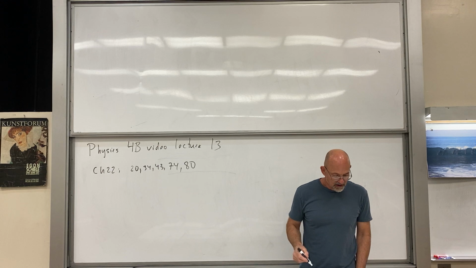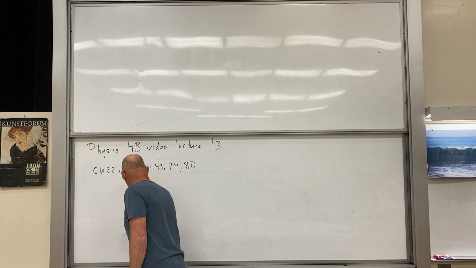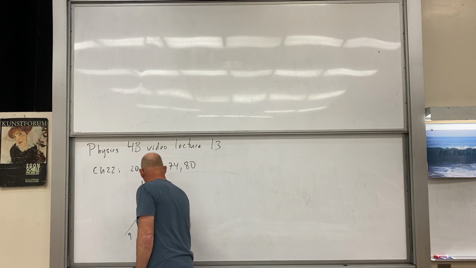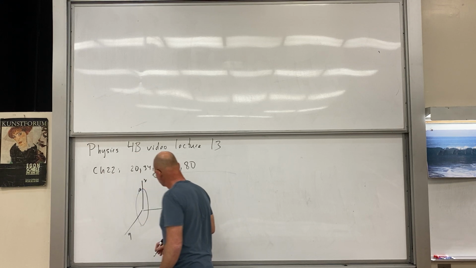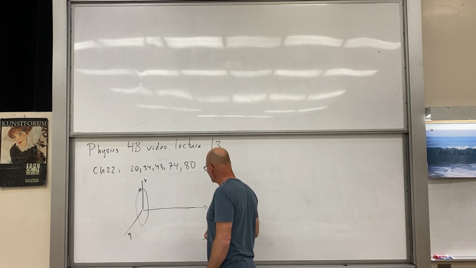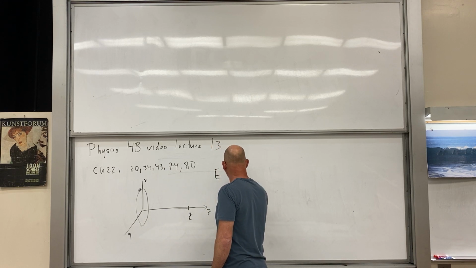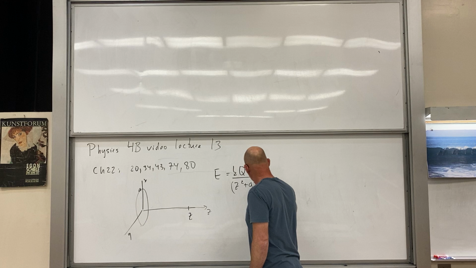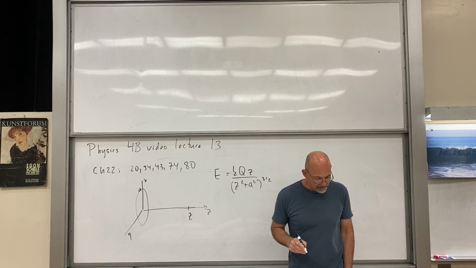Problem 20, we had that ring of charge. So we had a charge distribution, x, y, z, the ring of charge of radius a, charge Q on it, and the E field along the z axis. So out here at z, E was equal to kQz over (z squared plus a squared) to the 3/2 power. Is that it? Yeah.